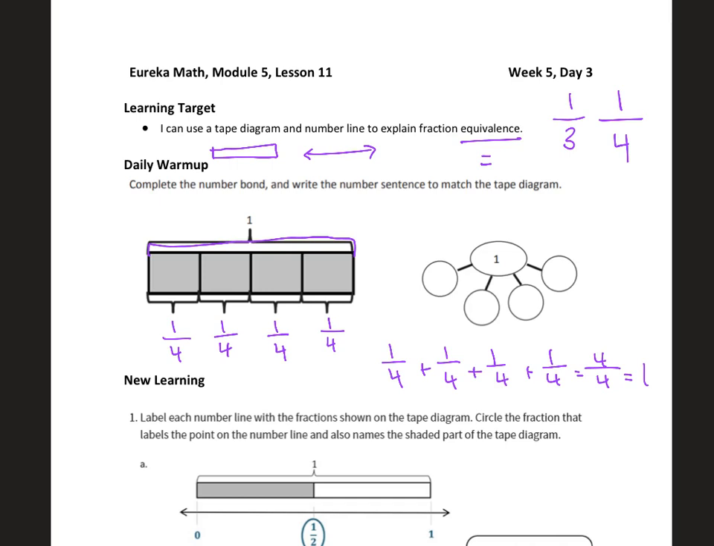So here in my number bond, I have 1 as my total, and I'm going to decompose this the same way I did my tape diagram. So in each circle, I'm going to write 1/4.